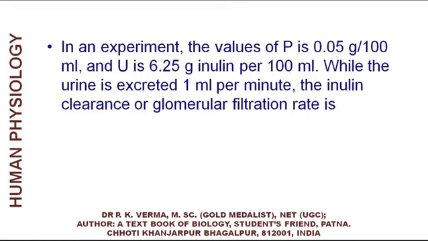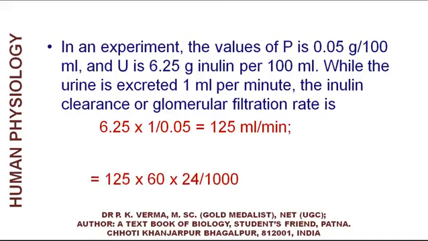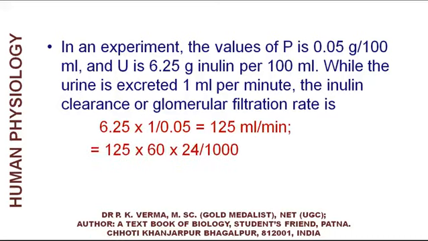In an experiment, the value of P is 0.05 gram per 100 ml, U is 6.25 gram inulin per 100 milliliter, while the urine is excreted 1 milliliter per minute. The inulin clearance or glomerular filtration rate is 6.25 by 0.05, that is 125 milliliter per minute, and it comes to 180 liter per day.